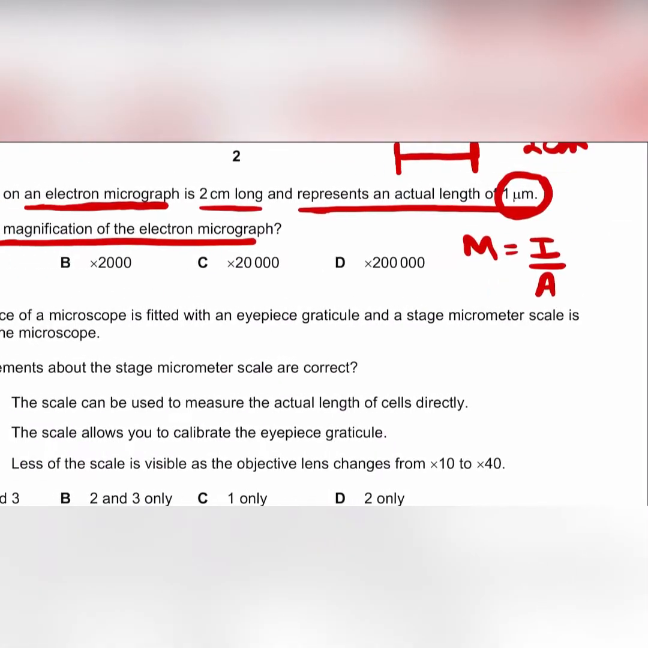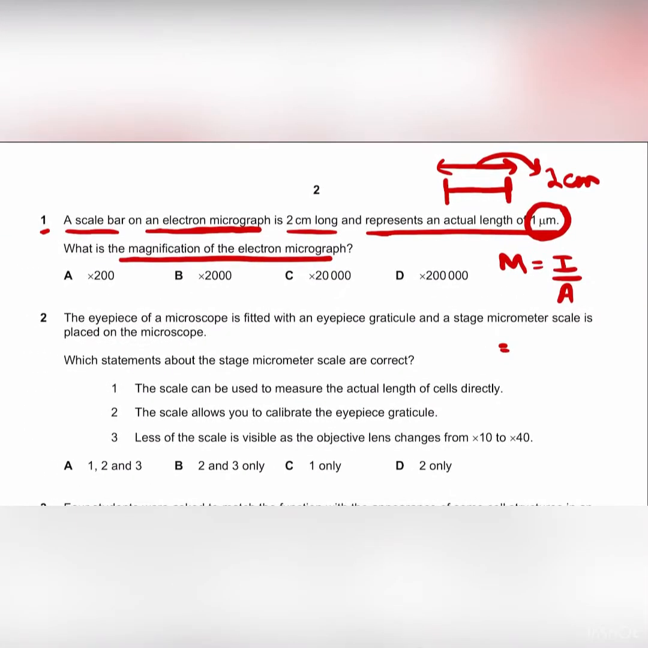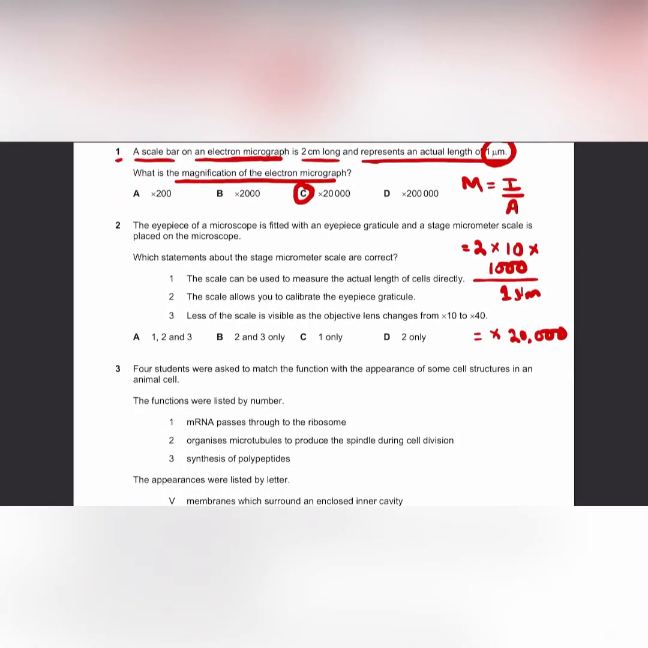Let's calculate the magnification. Image length over here is in centimeters, so we need to convert the image length into micrometers. So how do we convert 2 centimeter into micrometer? What we can do, we can first multiply it by 10 to convert it into millimeter, and then we can further multiply it by 1000 to convert it into micrometers. Then we will divide by the actual length, that is 1 micrometer. So the answer will be 20,000. Magnification will be ×20,000. The answer is C.